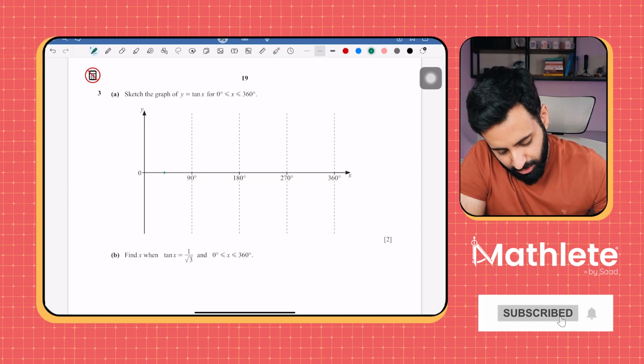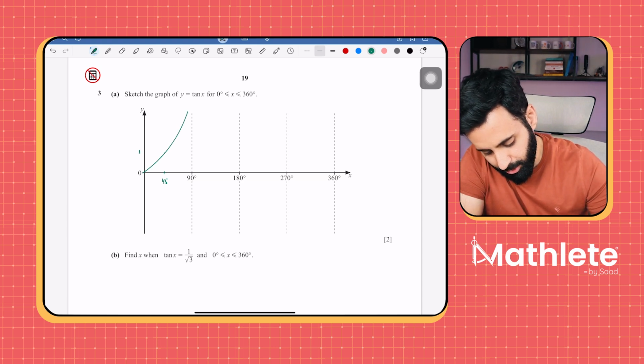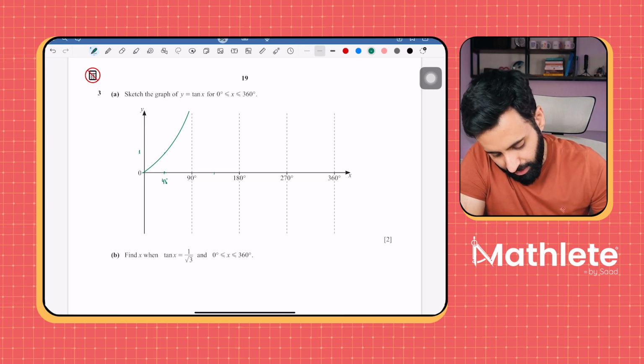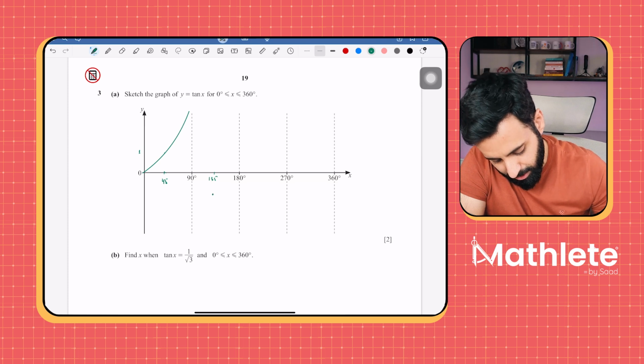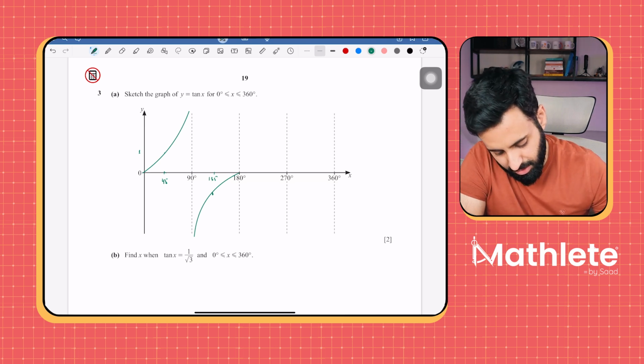So at 0, we know the graph of tan is 0. At 45, it's 1. So somewhere over here is 1. And at 90, it's going to go to infinity. So that means this is what it looks like. And then at 135, it's equal to minus 1. Although it's a sketch, try and be as accurate as possible. And at 180, it's going to be 0. So there you go. This is one cycle.